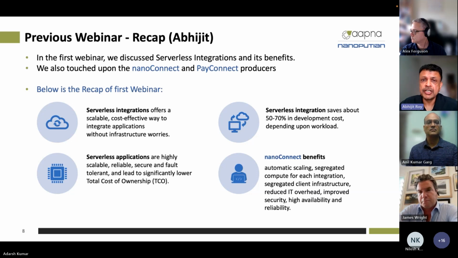Serverless integrations offer a scalable, cost-effective way to integrate applications without infrastructure worries. Serverless integrations save up to 50 to 70% in development costs, depending upon the workload. Serverless integration applications are highly scalable, reliable, secure, and fault-tolerant, and lead to significantly lower total cost of ownership. We spoke about NanoConnect benefits like automatic scaling, segregated compute for each integration, segregated client infrastructure, reduced IT overhead, improved security, high availability, and of course, reliability.